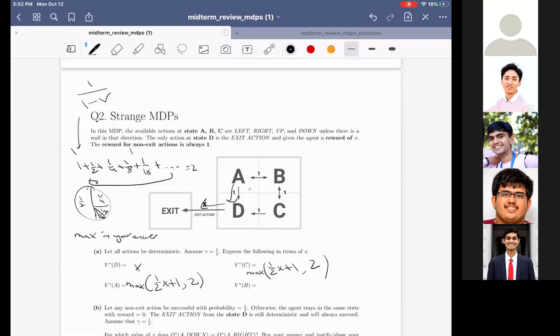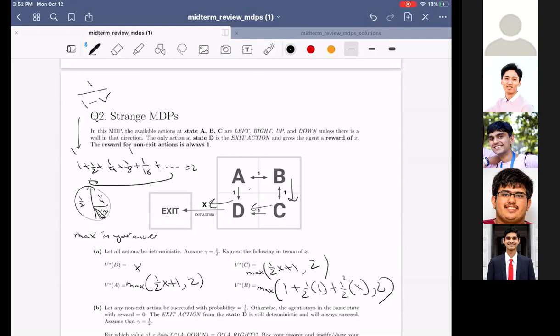And for B, you say, okay, it's the max of your reward of 1. So if you either try to exit, so go here and here, plus 1/2. Oh, sorry, for B. That's my bad. So for B, you go, say, down, and then plus 1/2 times 1 plus 1/2 times X squared times X. And the max of that would be 2.